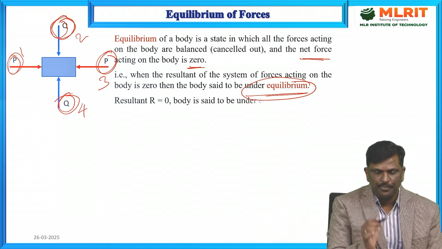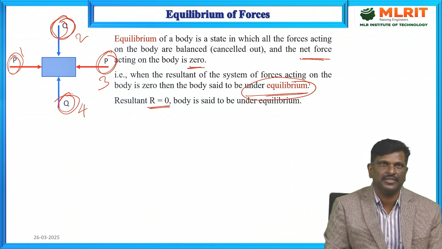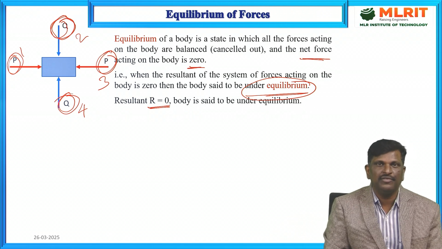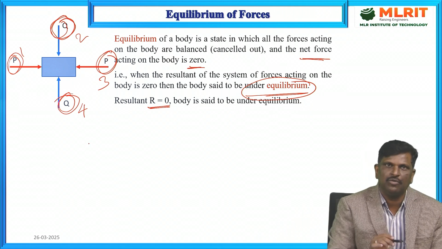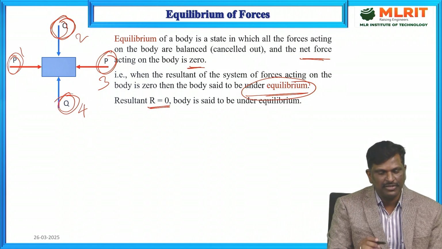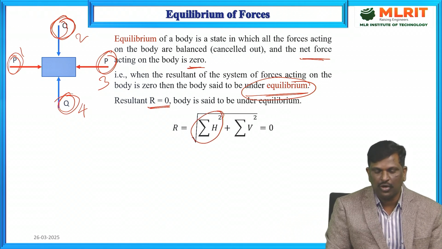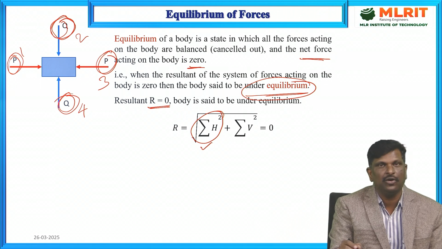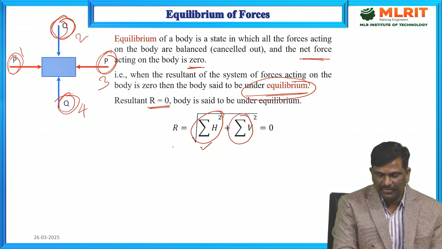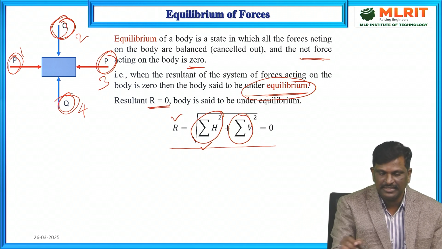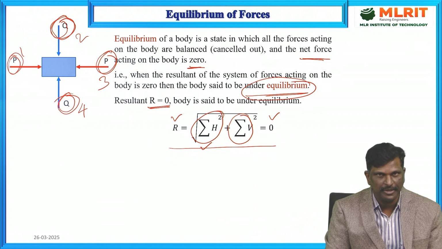Now, when the resultant becomes zero, what is the equation for the resultant? If a number of forces are acting on the body, we will resolve the forces into horizontal components and vertical components. Finally, the equation for the resultant is R = √((ΣH)² + (ΣV)²), where ΣH is the algebraic sum of all horizontal components and ΣV is the algebraic sum of all vertical components. If this equation is satisfied, or the resultant is zero, then only the body is said to be under static equilibrium.